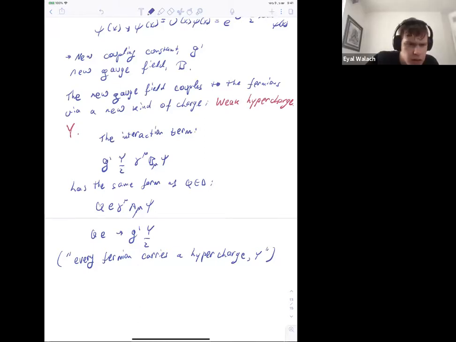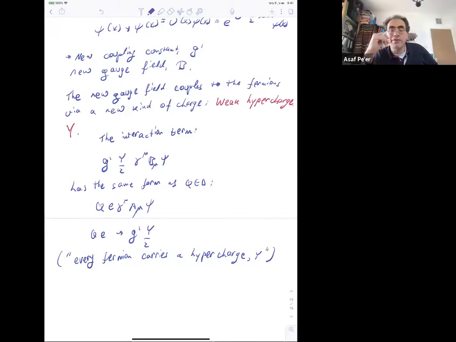What does capital Q mean? Capital Q is the physical electric charge, and there is a coupling constant, which we call e. Well, that's what you measure. Okay, thanks.